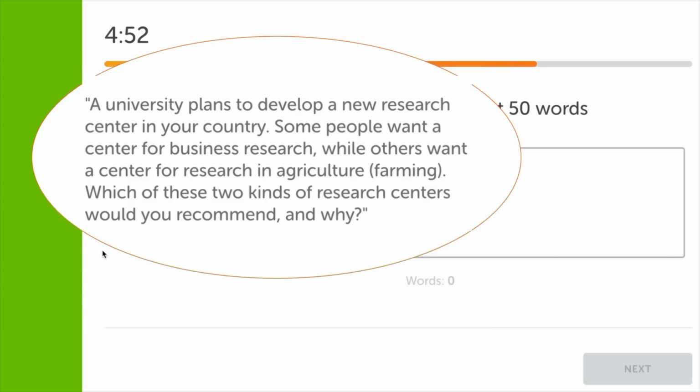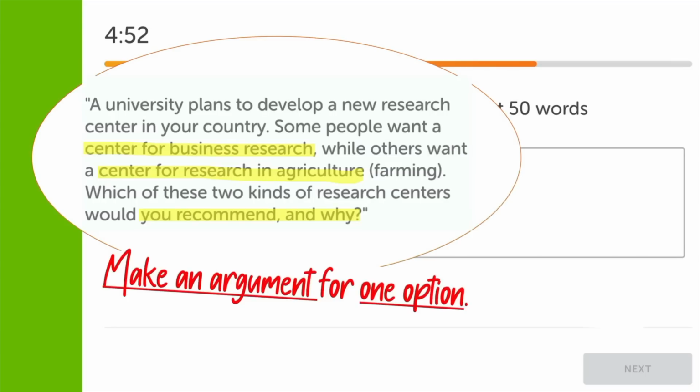Some people want a center for business research, while others want a center for research in agriculture. Which of these two kinds of research centers would you recommend and why? So based on this, do you think you're going to have to describe, recount, or make an argument? Well, this is an example of a make an argument question. Basically, you have to choose one of the options, a business center or an agriculture center, and you have to say why you think so. That means you have to make an argument for one option.